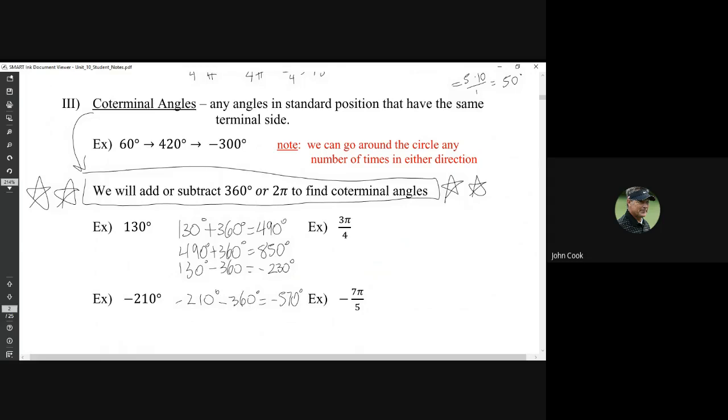And if I want to find some positive coterminal angles, I can just take the negative 210, and instead of subtracting, I can add on 360 degrees. So if I did that, what would I end up with? 360 minus 210, that's 150. So a 150-degree angle and a negative 570-degree angle put you at the exact same position as a negative 210-degree angle, just with a couple extra circles on it. Okay, it's pretty easy stuff.